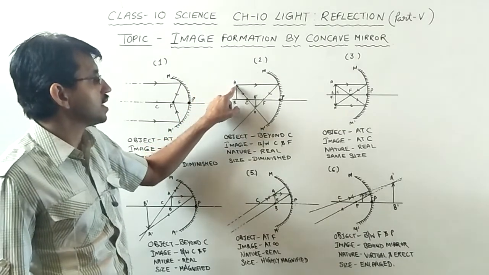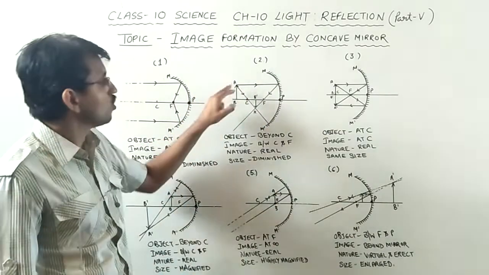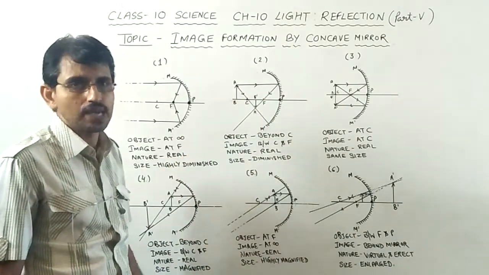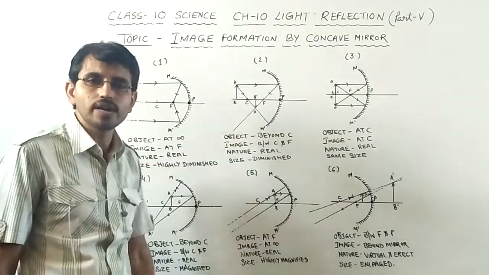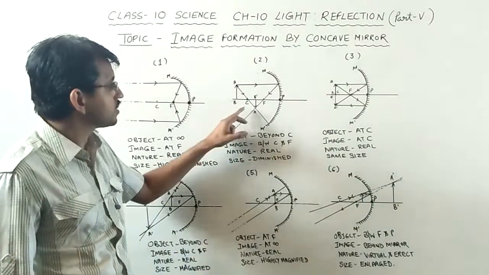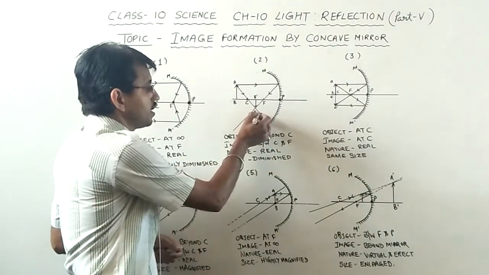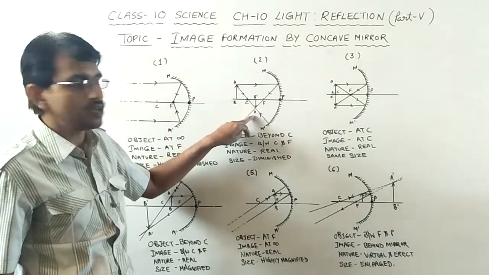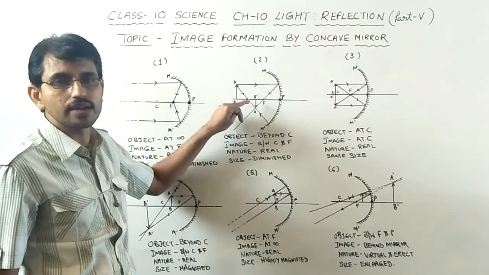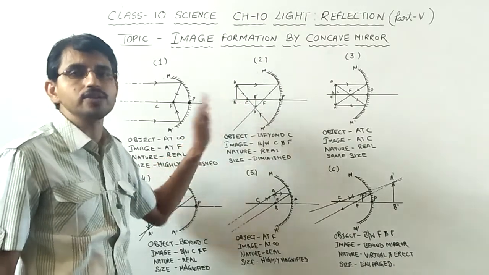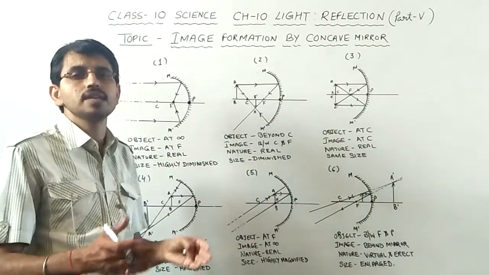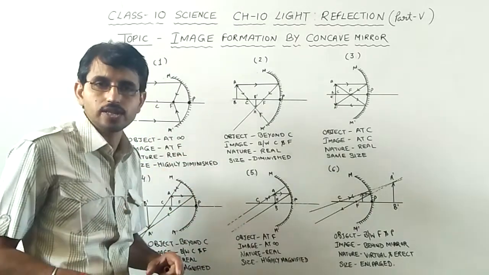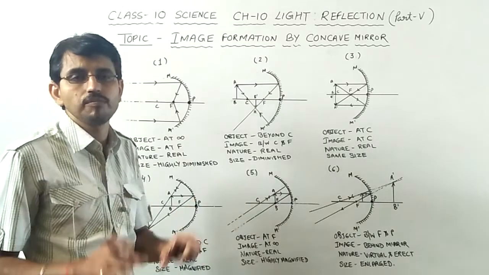Now the first light ray that is coming from the tip of this object goes parallel to the principal axis, and after reflection passes through the focus. The second light ray passes through the center of curvature and retraces its path. This light ray retraces its path, and at this point of intersection A dash, you will get A dash B dash, the real, inverted and diminished image of the object. In this case the image is bigger than the first case, but smaller than the size of the object, so we call it diminished, meaning small sized.